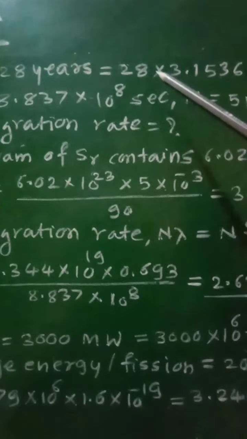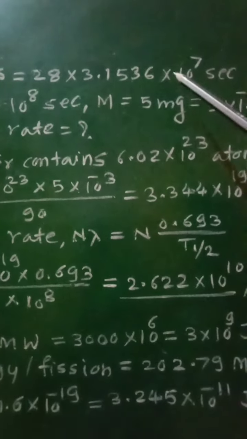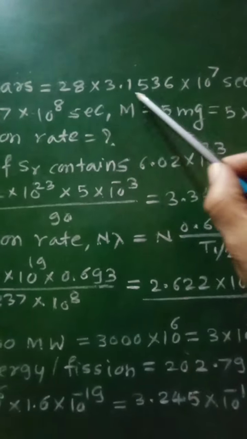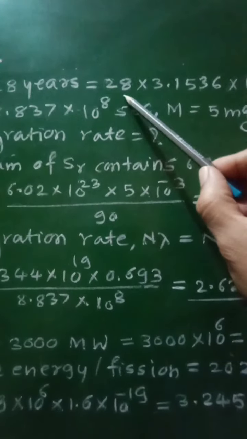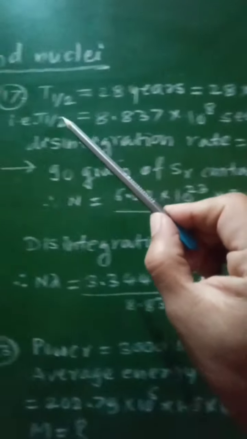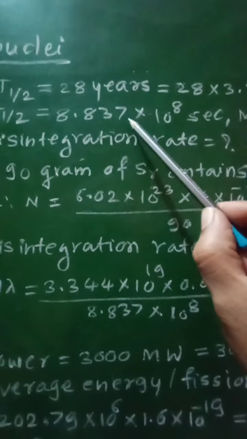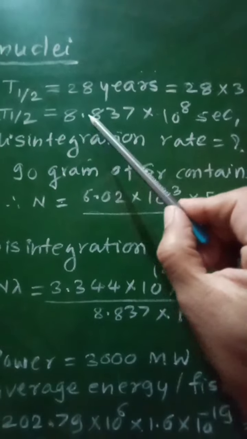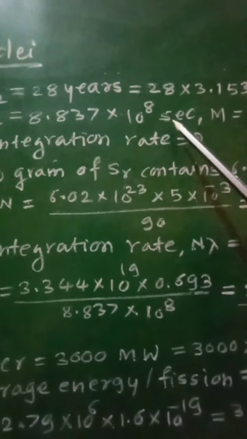That will be equal to 28 into 3.1536 into 10 raised to 7 second. So these are the number of seconds in 1 year, therefore it will be multiplied by this 28, that is t half will be equal to 8.837 into 10 raised to 8 second. So t half is 8.837 into 10 raised to 8 second.